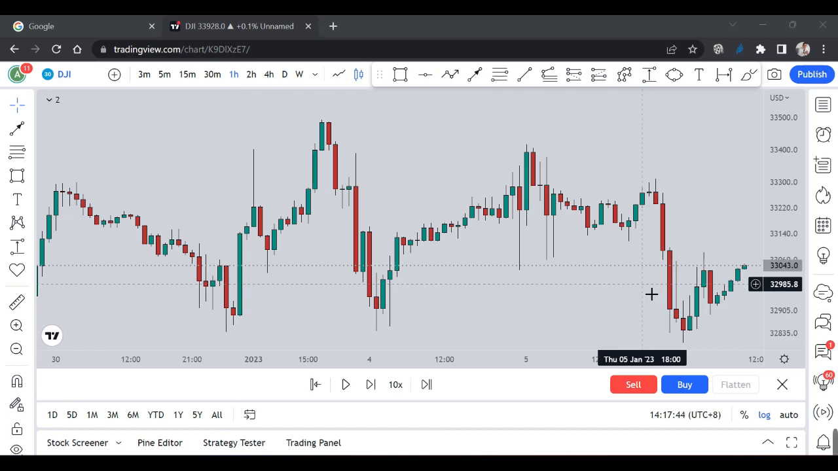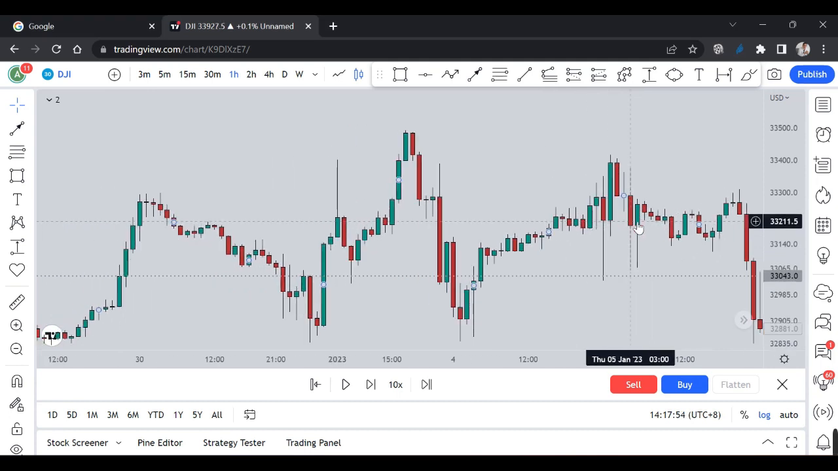Alright, so today I'm going to share a little bit of knowledge with you on QML. Most of you know it's a Quasimodo level, and of course supply and demand, SSR. A lot of people ask me, does QML work on other markets except for the Forex market? And of course, gold is a commodity market. I would say that it works extremely well with other markets as well. The example I'm showing you here is the DJI, the Dow Jones.